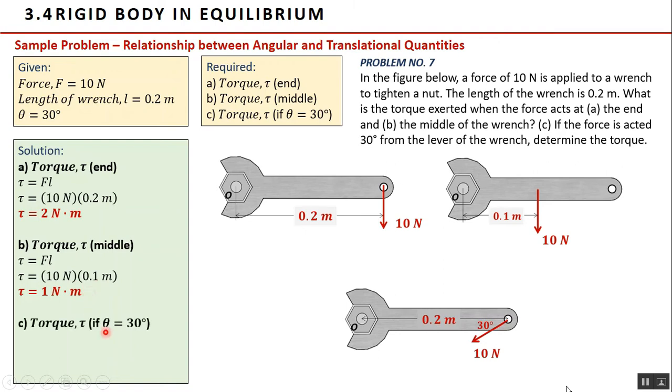Lastly, for letter C, since the force is acting 30 degrees from the lever arm, we use the formula F sine of the angle theta, multiplied by the lever arm. Substituting the given information, 10 newtons sine of 30 degrees, multiplied by 0.2 meter, so the torque is 1 Newton-meter. As you can see, the answers in letter B and C are the same. Can you tell why?